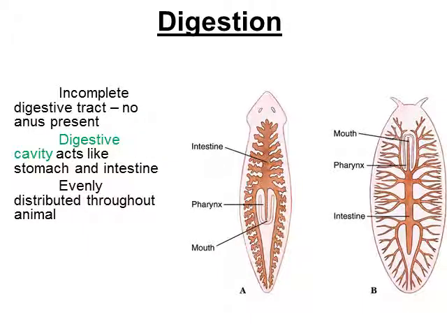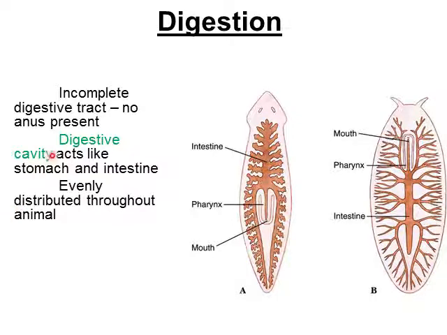Digestion. Let's talk really quickly about digestion. Of course, like all animals, they need to eat, and like we saw with the jellyfish and the sea anemones, they have an incomplete digestive tract, which means what? It means there's no anus present. So what does that mean? Well, wherever the food goes in, that's where the undigested food has to go out.